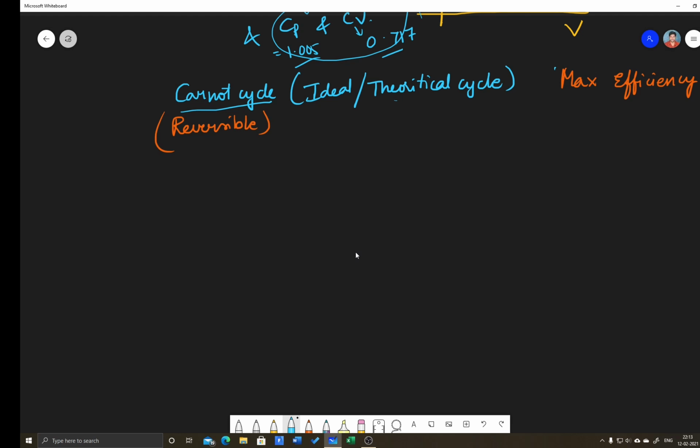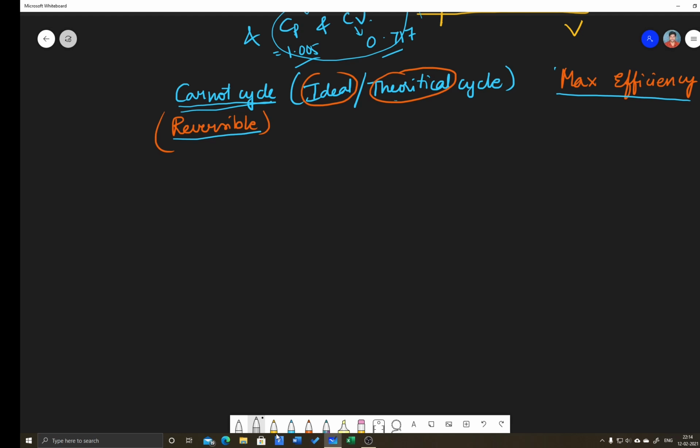Here one thing you have to remember is Carnot cycle is the only reversible cycle, and that is why it will have maximum efficiency. But the drawback is it is an ideal or theoretical cycle. That means practically it is not possible to implement for an engine. Okay.